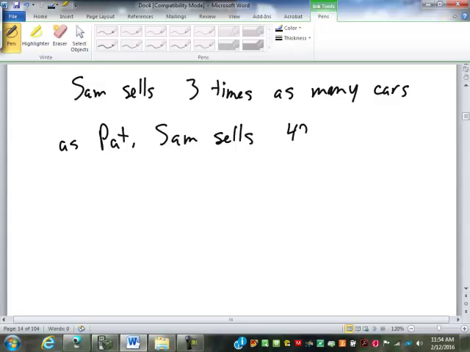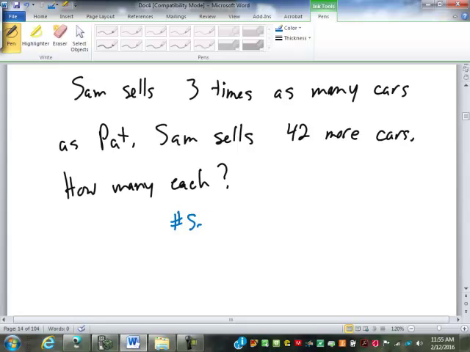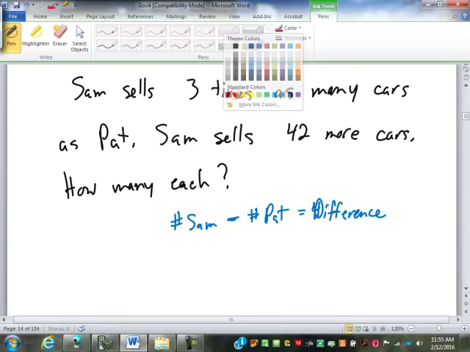Sam sells 42 more cars. How many each? So again, how many did each sell in a period where Sam sells 42 more? Now in this situation, what we have is the number that Sam sold minus the number that Pat sold equals 42, or equals that difference in this case. So it's a subtraction problem. It's a difference in this problem.